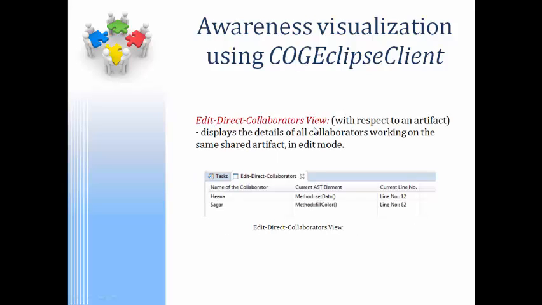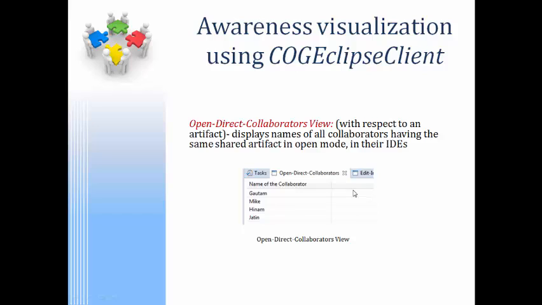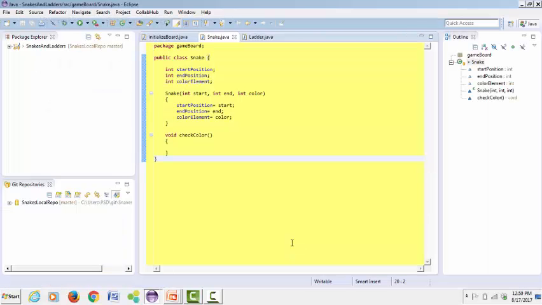The Edit Direct Collaborator view displays information about Edit Direct Collaborators. Similarly, the COG Eclipse client also provides an Open Direct Collaborator view which provides information about all the open collaborators who have the same artifact in open mode. Let us see how the various developers can see these visualizations using their Eclipse IDE.